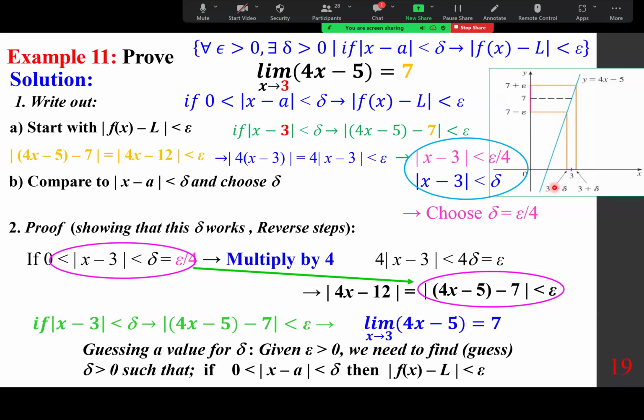And if you were to look at the graph, if you add and subtract delta from 3, so that would be where x lies somewhere between 3 minus delta and 3 plus delta. Then 7 minus epsilon and 7 plus epsilon, that's where the function lies, the limit of the function. So that's the reverse process and the proof.